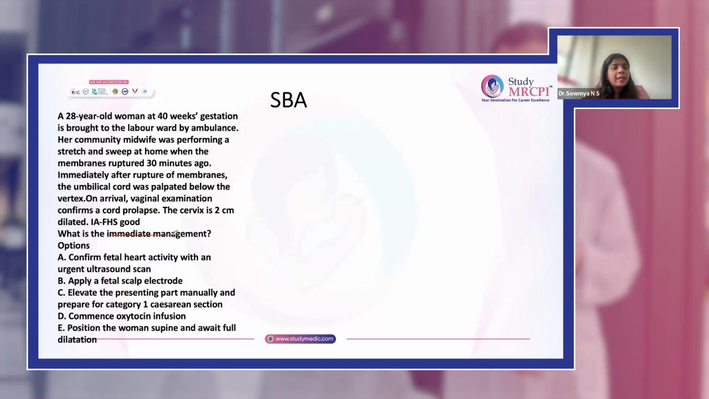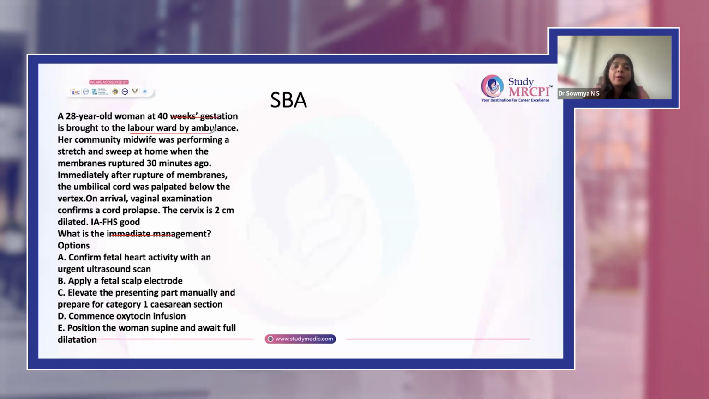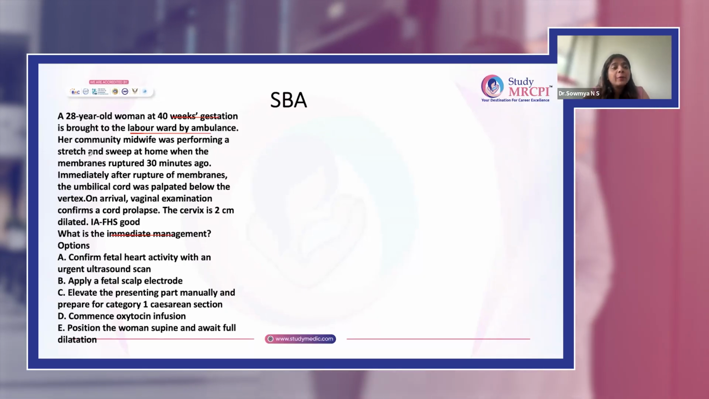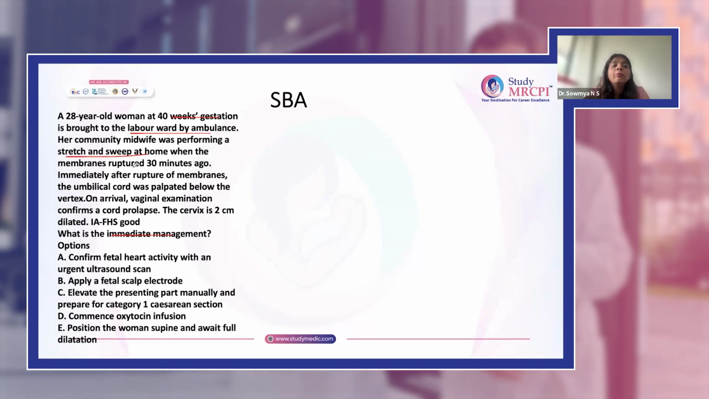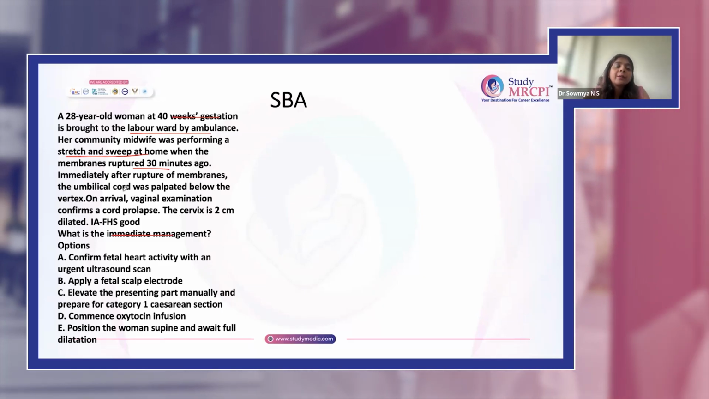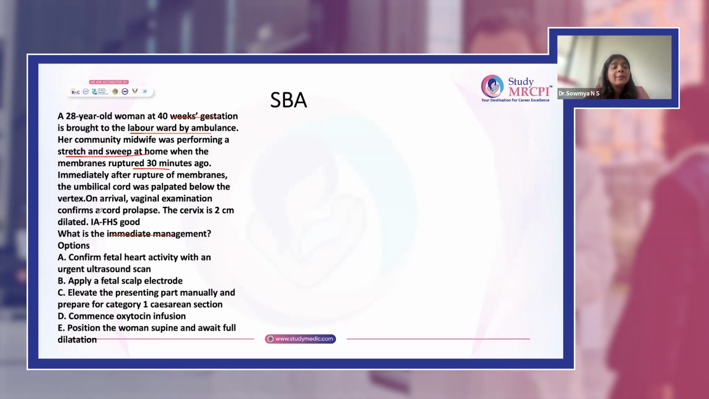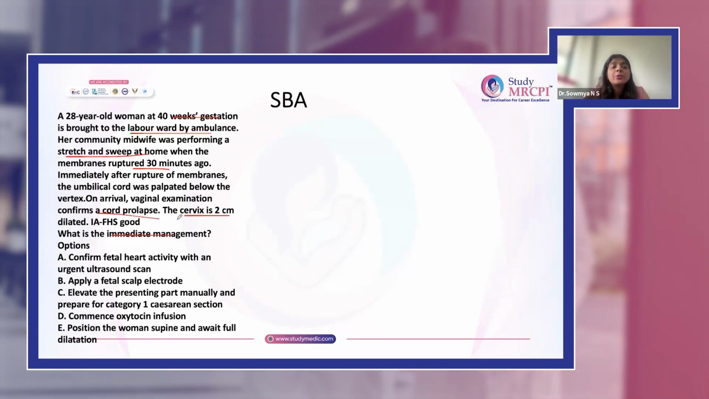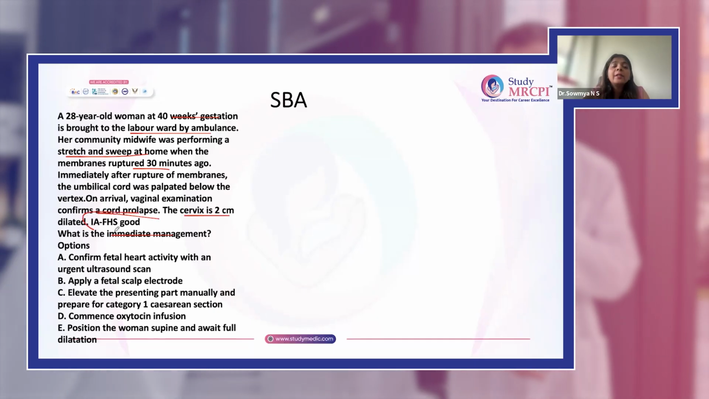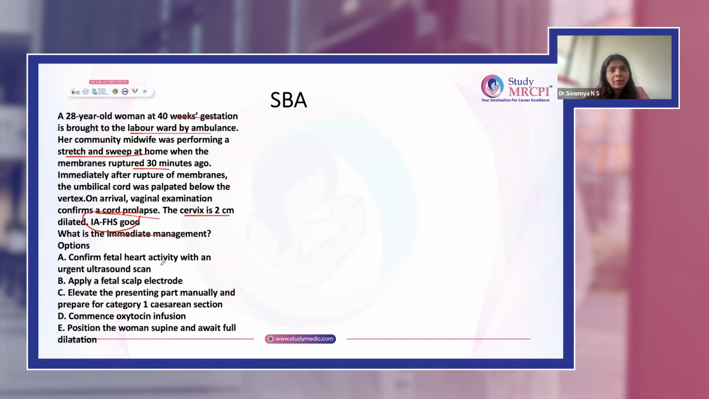What is the immediate management? A 28-year-old woman at 40 weeks is brought to the labor ward by ambulance. Her community midwife was performing a stretch and sweep at home when the membranes ruptured 30 minutes ago. Immediately after the rupture of the membranes, the umbilical cord was palpated below the vertex. On arrival, vaginal examination confirms a cord prolapse, cervix is 2 centimeters dilated, on intermittent auscultation the fetal heart sound is still good. What is the immediate management?